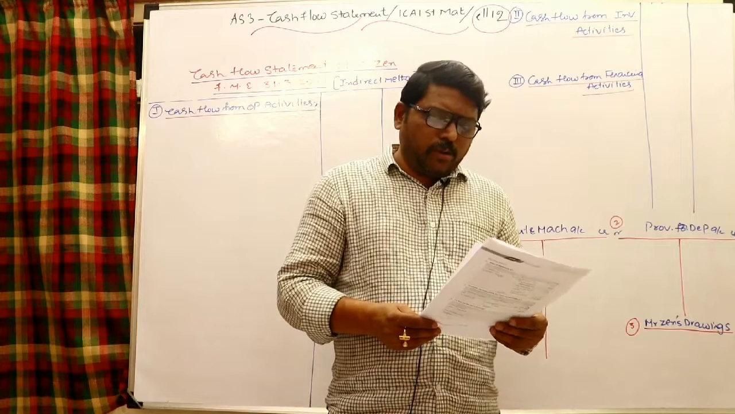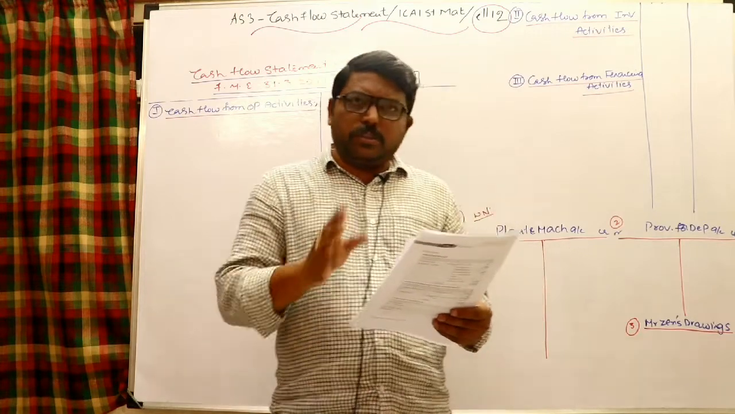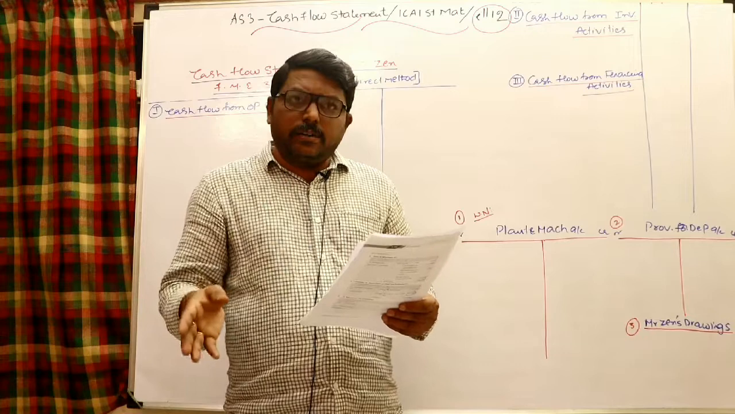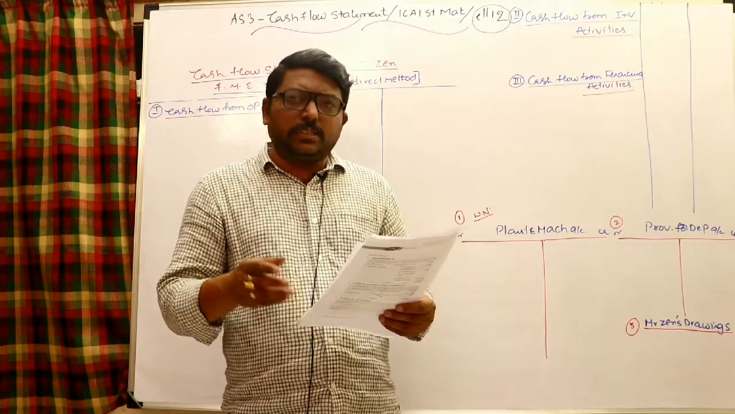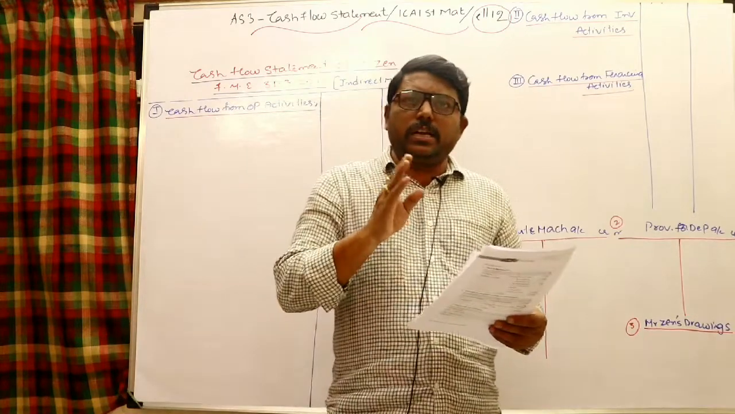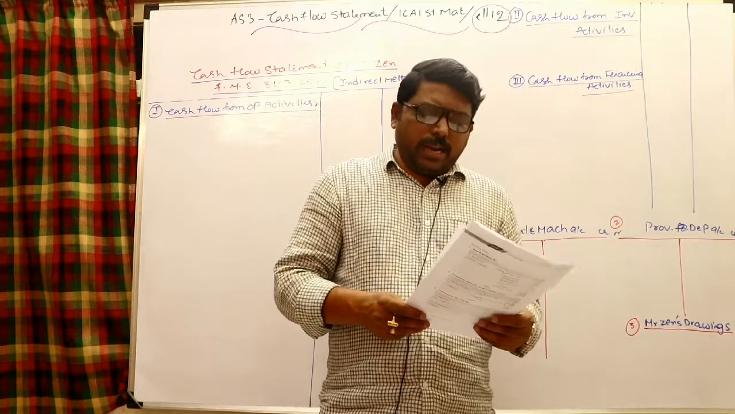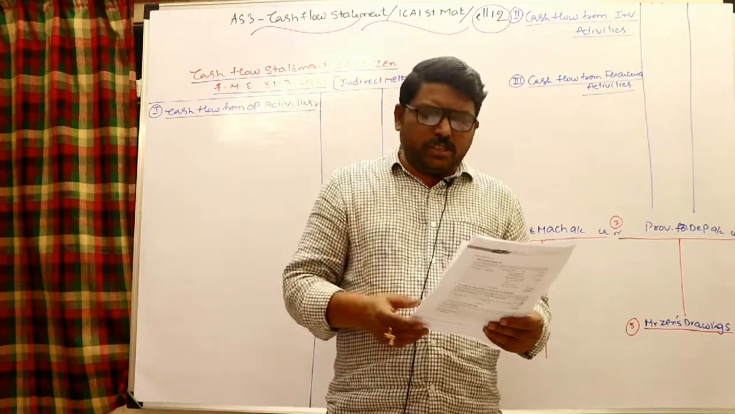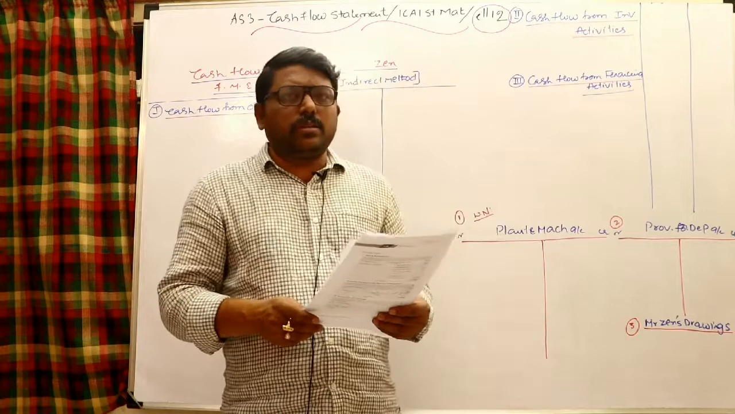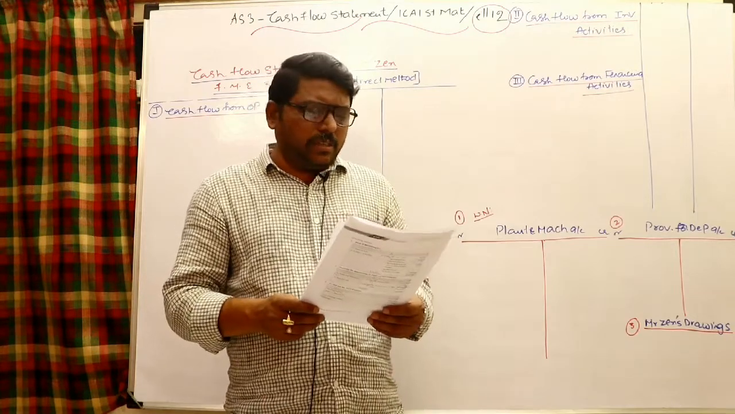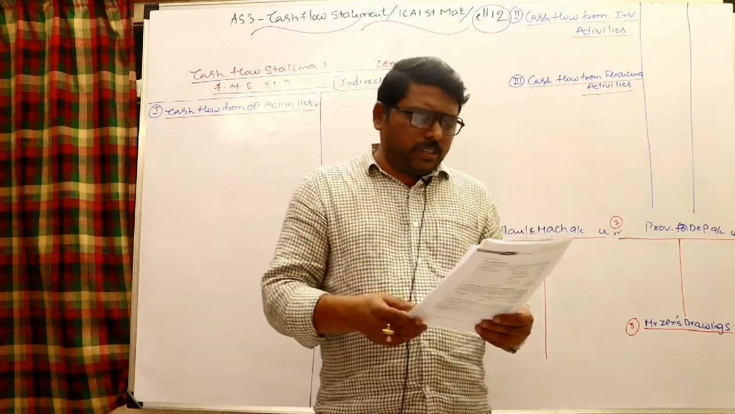Next, the loan from bank: in the beginning it was 3,20,000 and now it is 4 lakhs, so there is an increase of 80,000. If there is no additional adjustment to the bank loan, I can say the bank loan of 80,000 is raised during this year, and it is also a financing activity. That's all. Now come back to the assets.